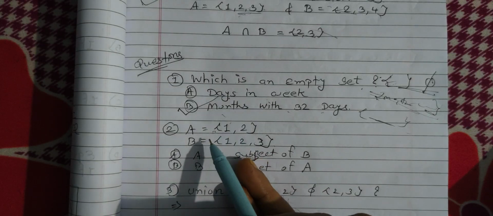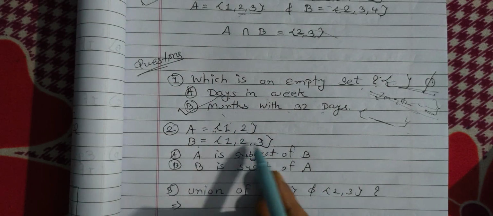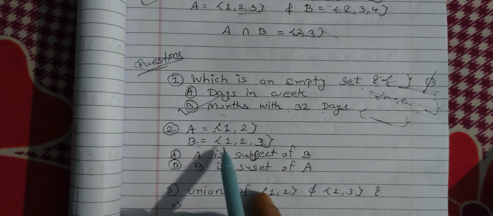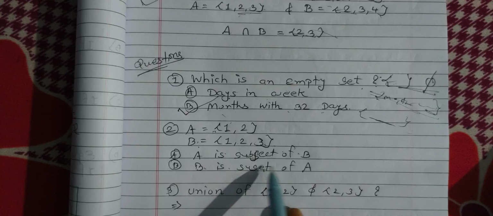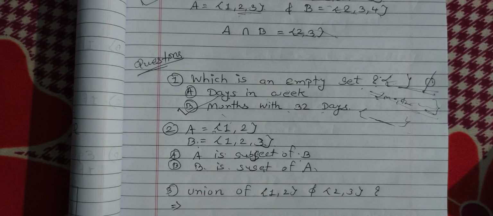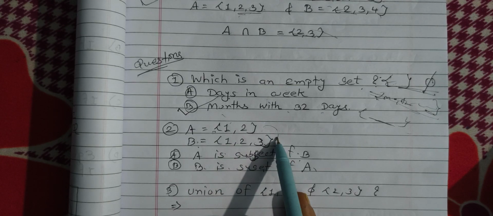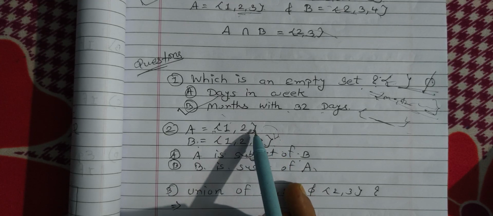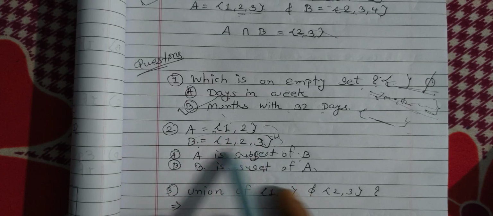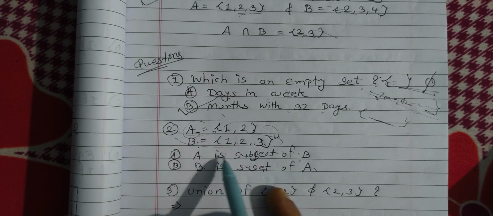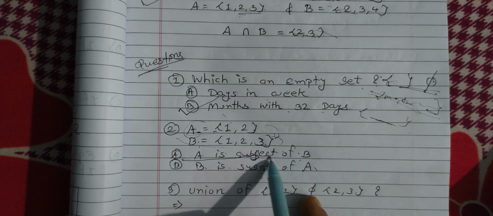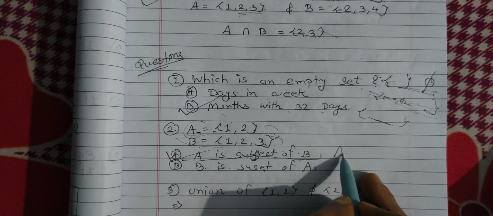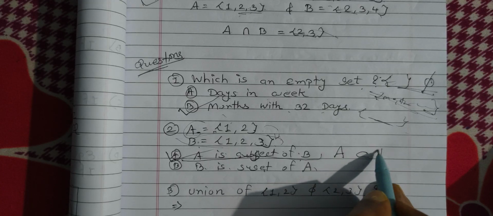Okay, now next question. A has 1 2, B has 1 2 3. Which of the below are correct? A is a subset of B, or B is a subset of A. What is the correct one? B has all the elements, so B is bigger. A does not have that, so A is small. So who is bigger? B. So A will be subset. So we can say A is a subset of B. How can we write that? A is a subset of B.